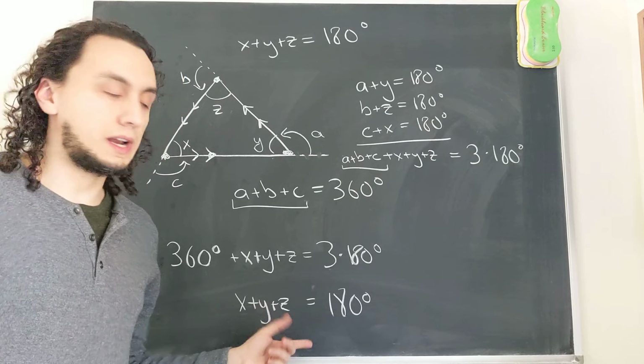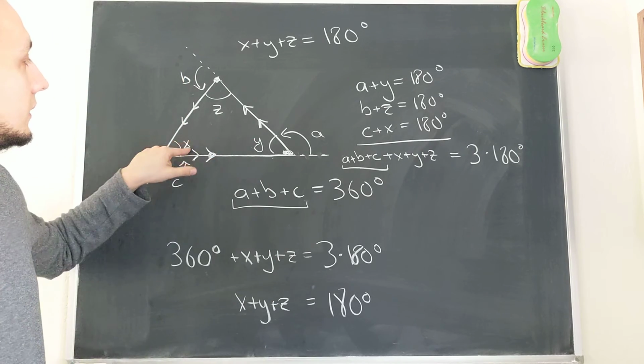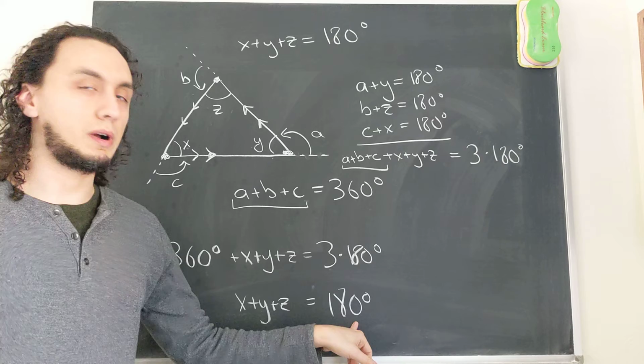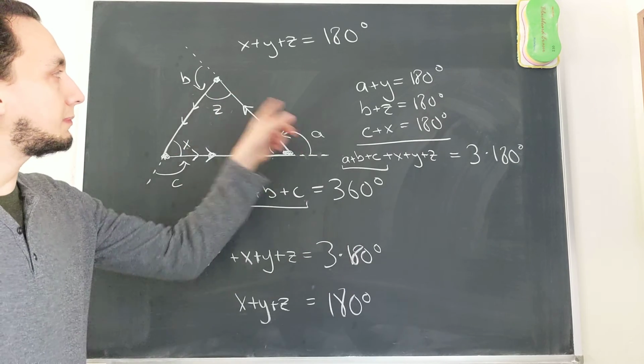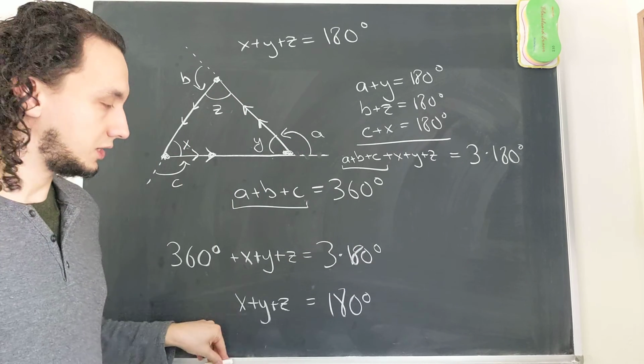So I've proven what I set out to prove, that the sum of the internal angles of this triangle must be 180 degrees, just from this thought experiment and a little bit of basic geometric reasoning.